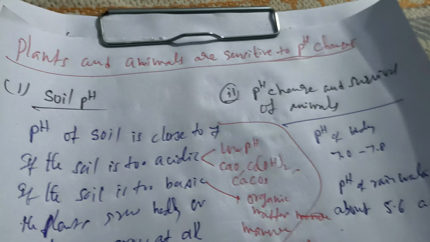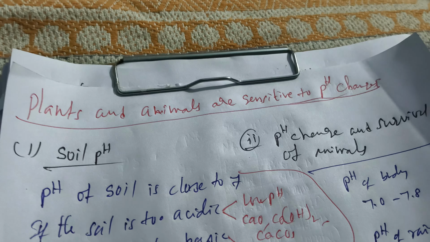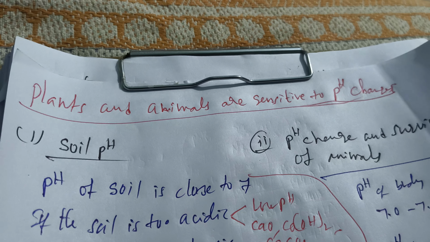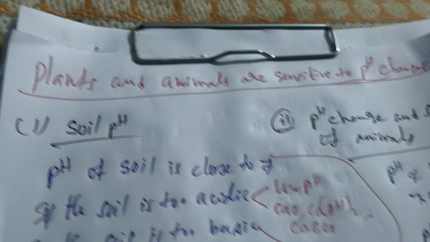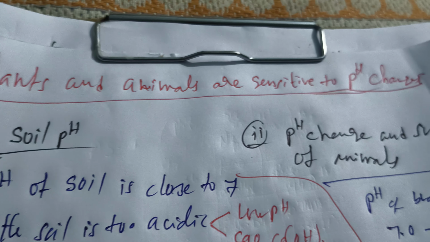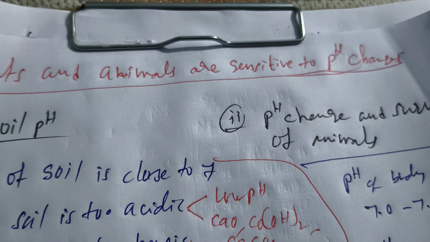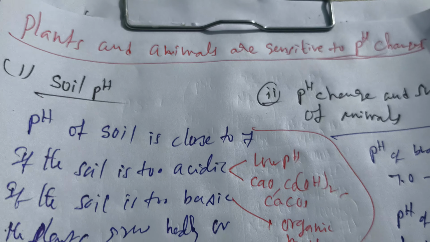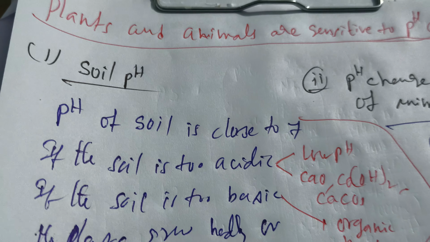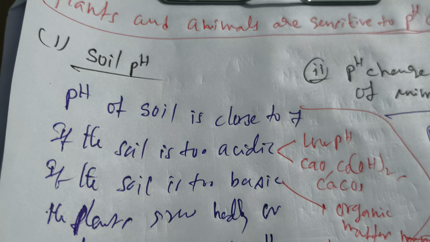Okay, next topic, application of pH in our daily life. We already discussed two applications about our tooth decay and digestive system. Then coming to the next one, plants and animals are sensitive to pH changes. Okay, let us discuss. The first one, pH of soil or soil pH.